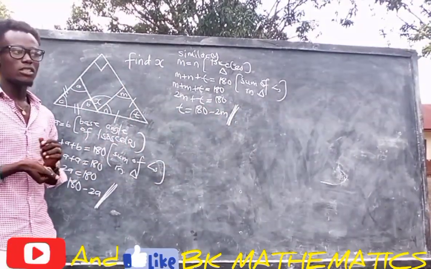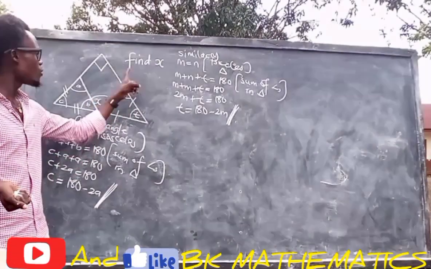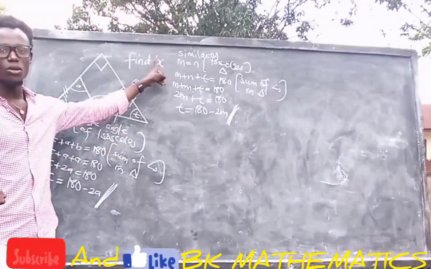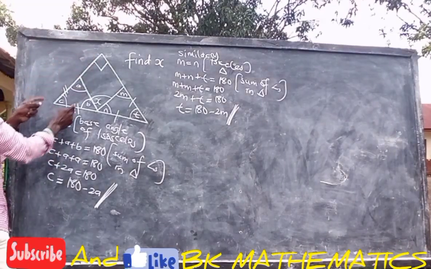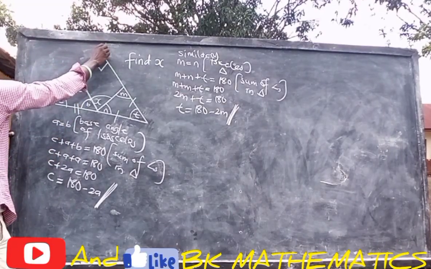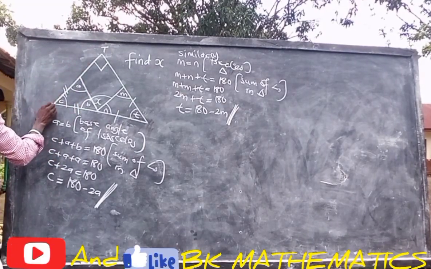Okay, but let's just recall that we are required to find the value of x. Then let's look at the big triangle now. Let's say this is triangle T, A, C.